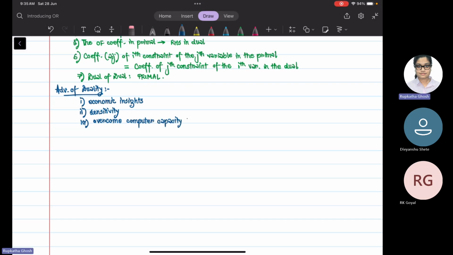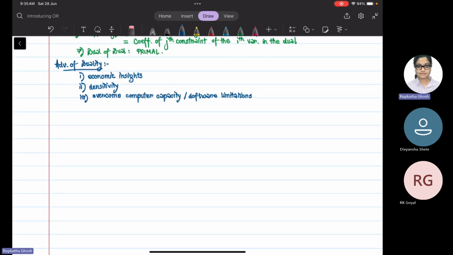Computer capacity or any kind of software capacity limitations. Okay. So how does that happen? See, the computational difficulty. Okay, this you can also remember. The computational difficulty of an LP is approximately proportional to m square n. Okay, where m is the number of constraints and n is the number of variables.